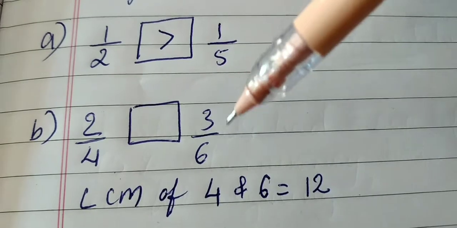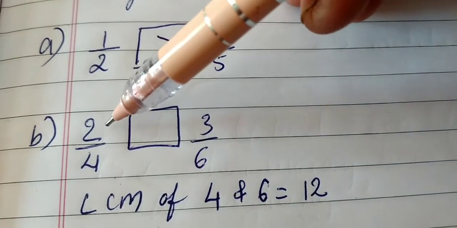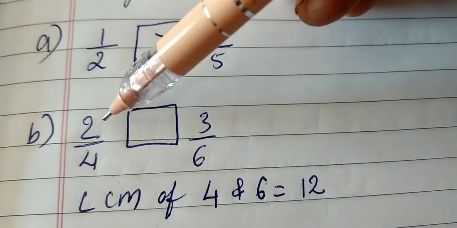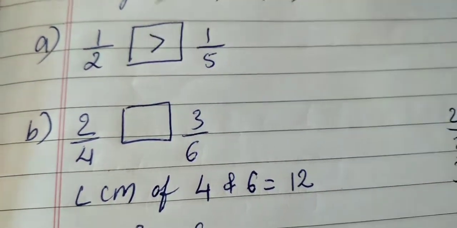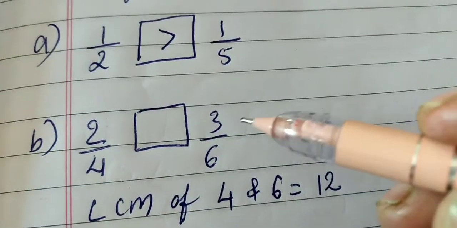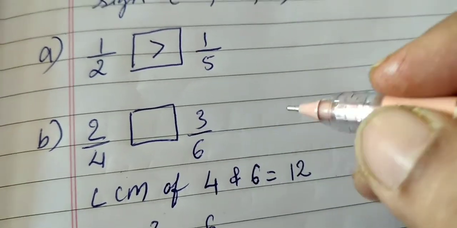Here 2 upon 4, 3 upon 6. You can simplify it. 2 ones are, 2 twos are. So 2 gets cancelled and 1 upon 2 will be the simplest form of 2 upon 4. Same way here, if you simplify this you will get 1 upon 2.